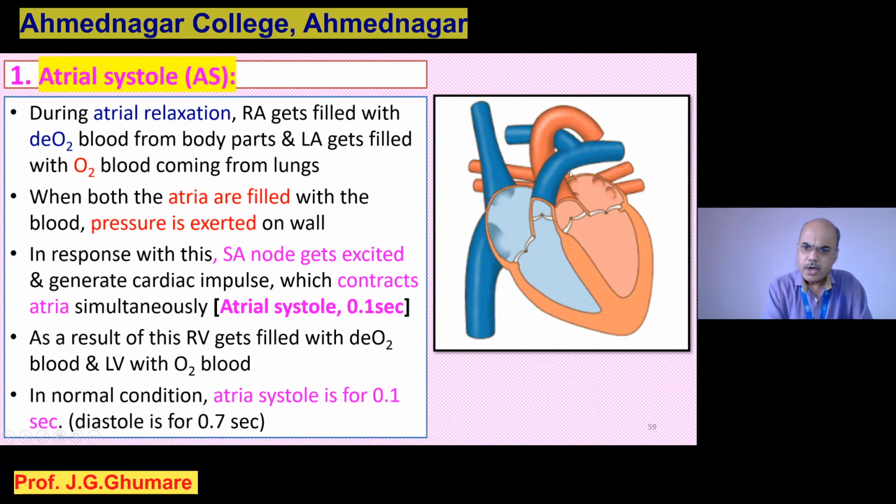Now, once the auricles get filled up with blood, that will create pressure on the wall. And then the SA node will get excited. The SA node will produce the impulse.